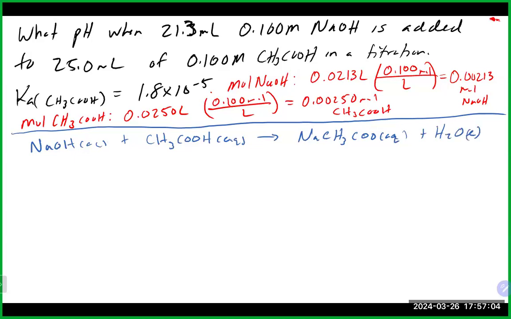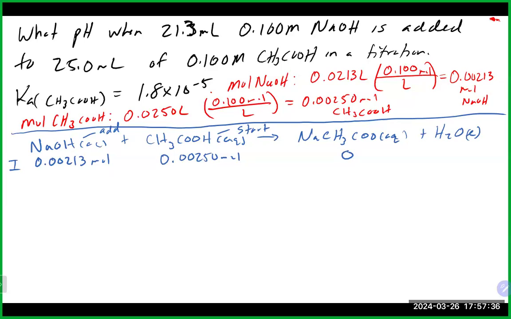Clearly, as we talked about, we're going to do this in moles. And we'll take the moles that we just calculated there, 0.00213, 0.0025 and 0. Again, this is what I'm adding. That is what I'm starting with. So my question is, am I before, am I at, or am I after the equivalence point here?